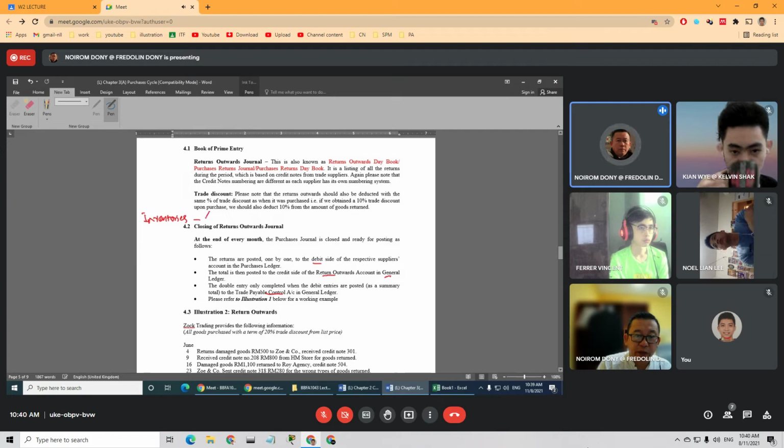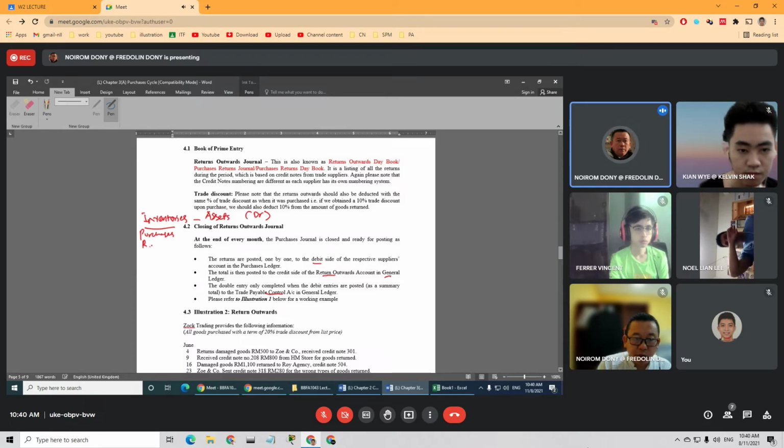Yeah, inventory is an asset. So asset, debit side. Okay, we have 4 accounts involved actually. One is purchases. The other one is return outward. And then we have sales and we have return inward.